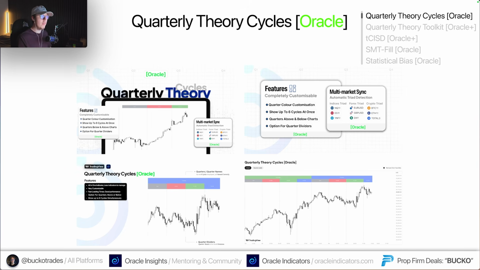Okay, so the features of this indicator is quarter color customization. So you can customize the colors of the quarters. You know, maybe you don't want them the classic gray, red, green, blue. You can have whatever color you want. You can show up to 6 cycles at once.